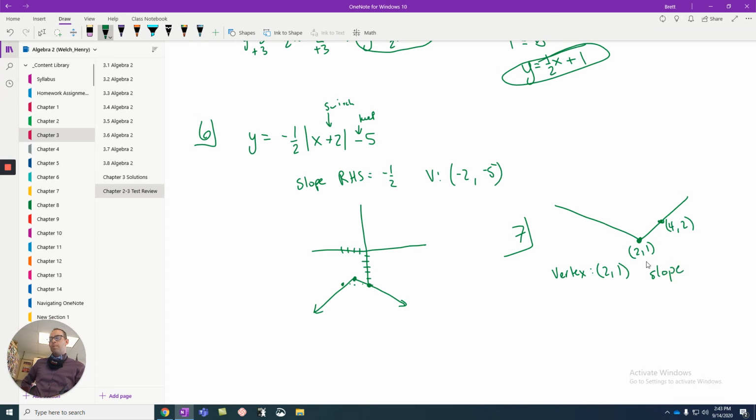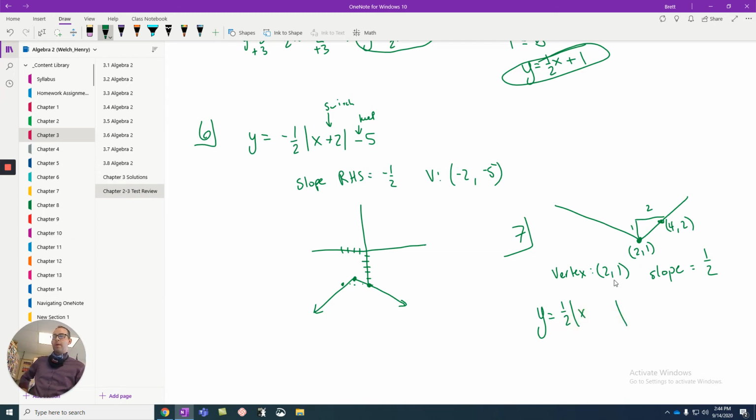And the second thing we need is the slope. To find the slope, on the grid that I give you in the picture, it's actually pretty easy to count. But you got to figure out how much are you going up. Well, from 1 to 2, I go up 1. And from 2 to 4, I go over 2. So my slope on my right-hand side is 1/2. This means my equation should be y equals 1/2 absolute value x.